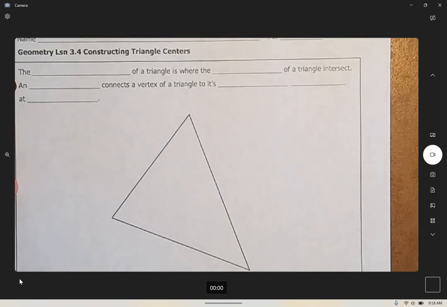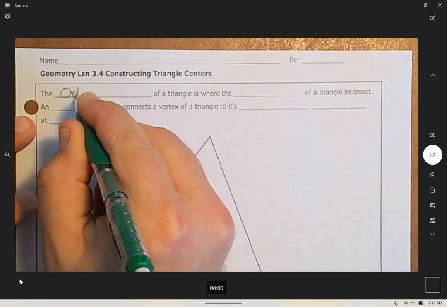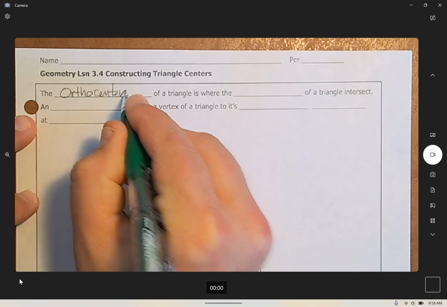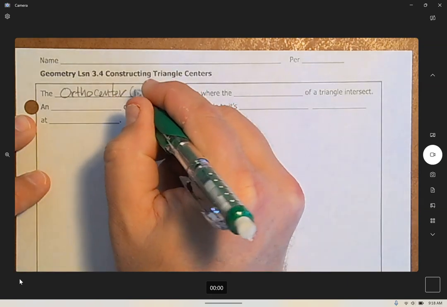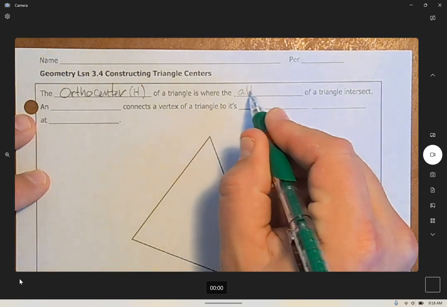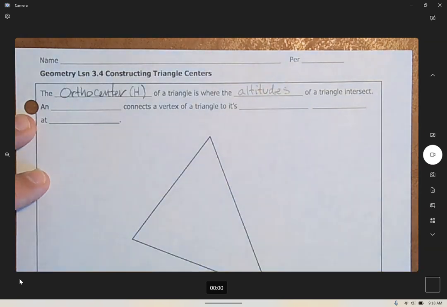Let me see if I can zoom this in just a little bit here so you can get some notes. So the third center we're going to talk about today is the orthocenter. Orthocenter, and in parentheses after that, I want you to put in H. Okay, now, the orthocenter of a triangle is where the altitudes of a triangle intersect.